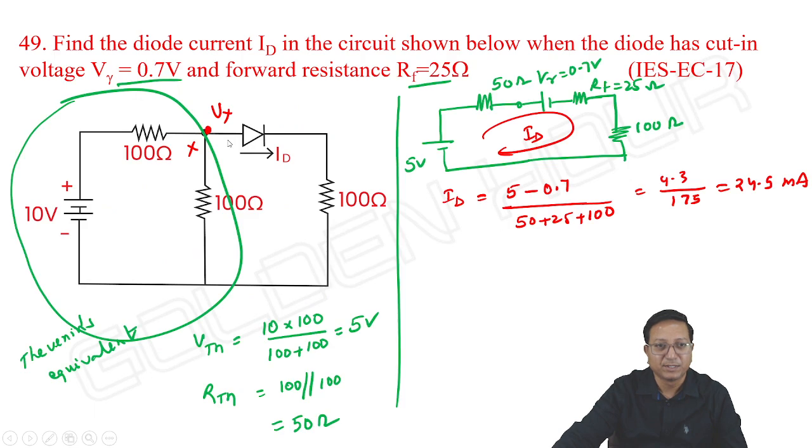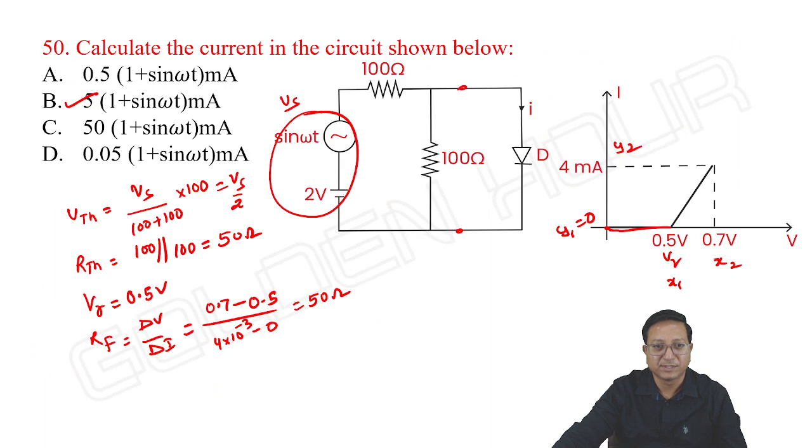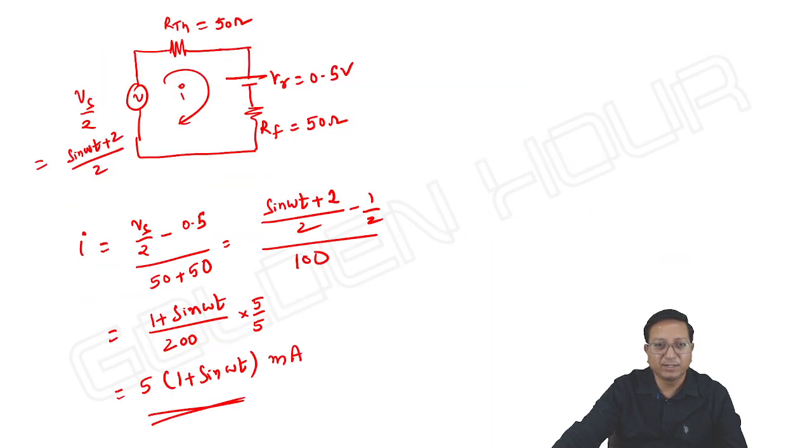50th problem. Anyway, here no data is given. We did it so. Okay. So it is 5 into 1 plus sine omega t milliampere. Next.